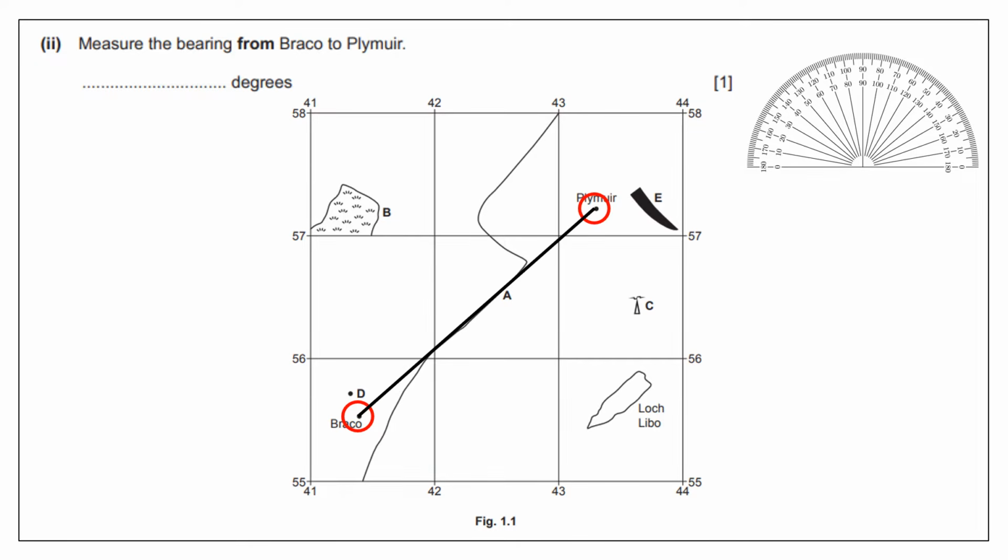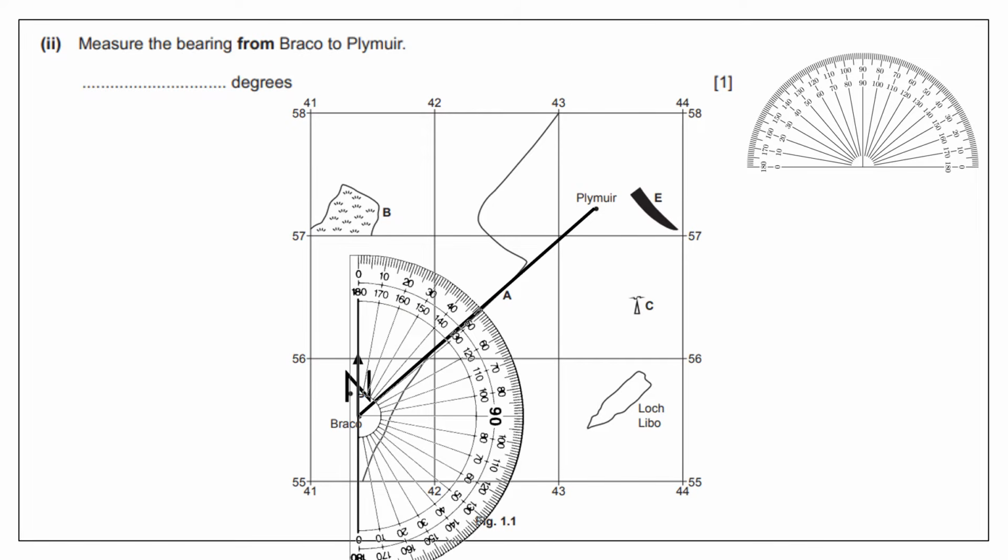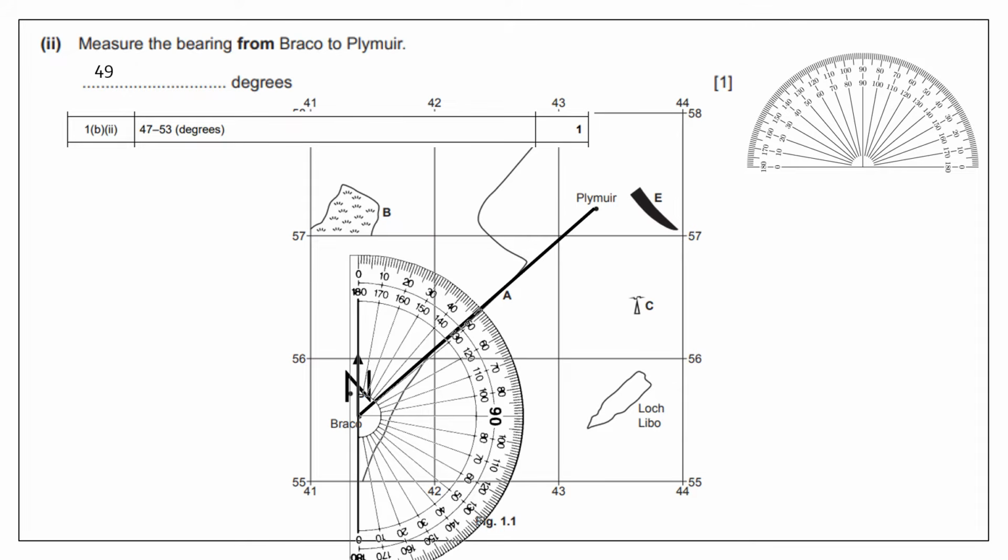So we're going to draw the line between the 2 points, and I'm going to draw a north arrow at the start. So that's from Braco, that's the start. So north arrow going directly up. I'll put my protractor in there, so we've got naught going up towards 0 degrees for the north bearing, and we're going to measure that at 49 degrees. And if I check my answer against the mark scheme, we can clearly see that that's correct.